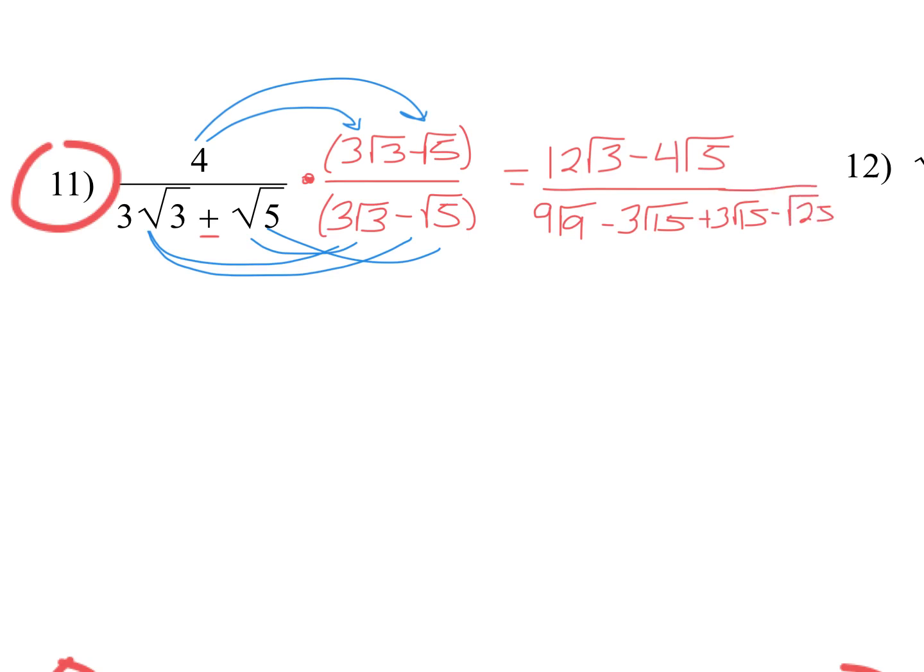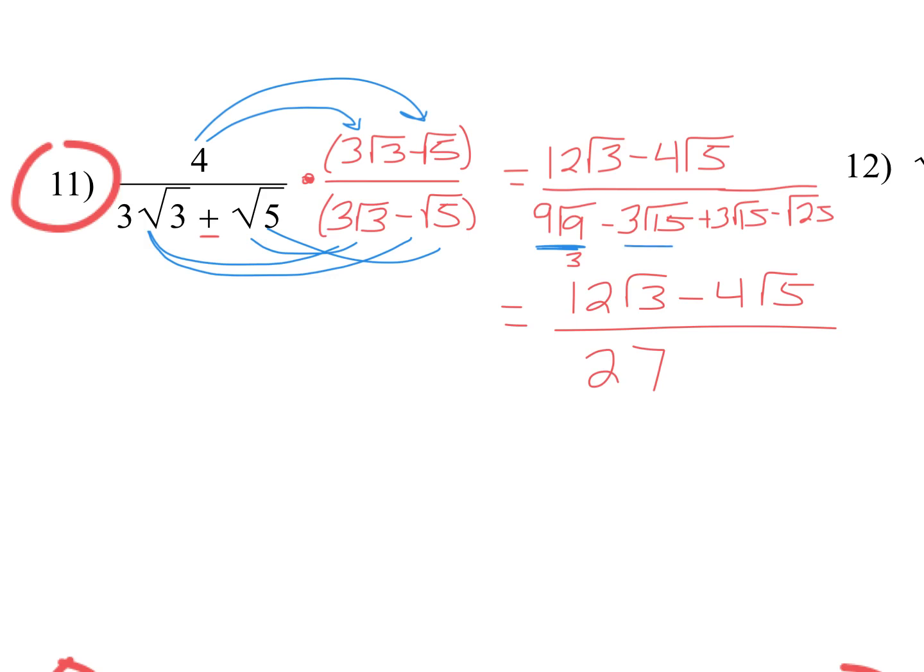Okay, now your last step is to just solve and simplify. Can I do anything with the top? Nope, top will stay. Now we got to deal with the bottom. Let's work left to right. 9 times the square root of 9. What's the square root of 9? 3, so 9 times 3 is 27.